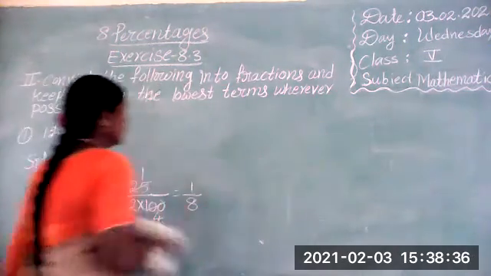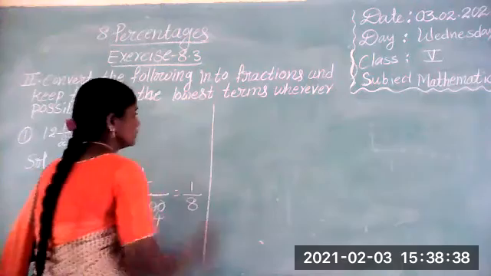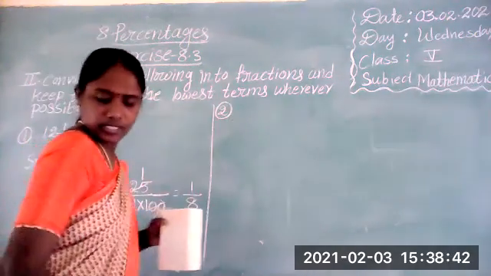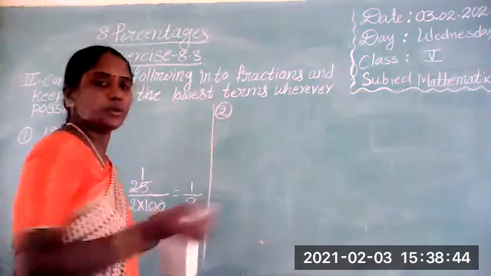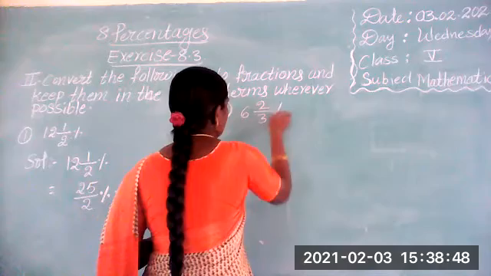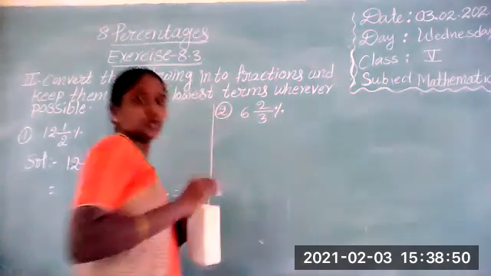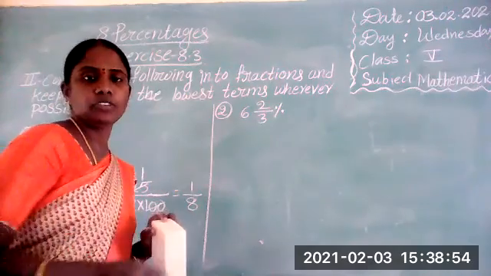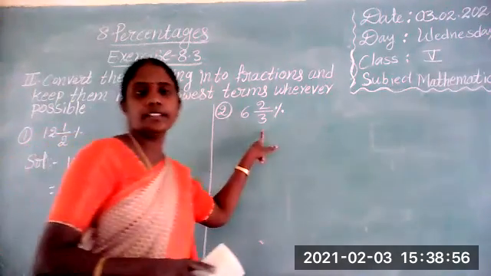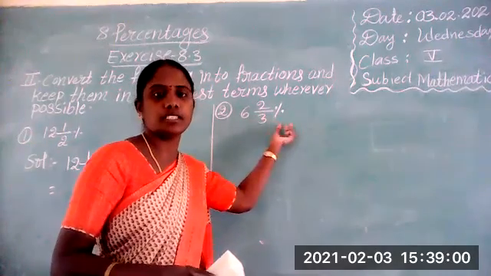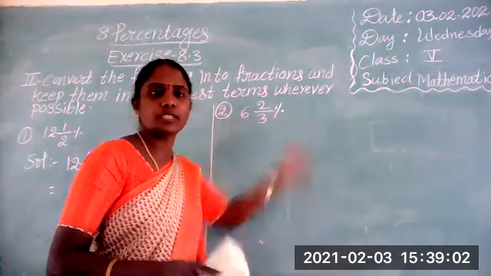One more I will explain. Second one: 6 whole 2 by 3 percentage. 6 whole 2 by 3 is a mixed fraction. Change into improper fraction. 6 3s are 18, 18 plus 2, 20. 20 by 3 percentage.